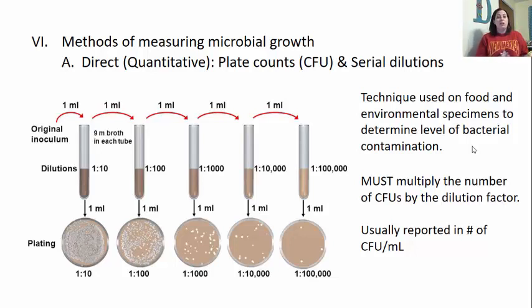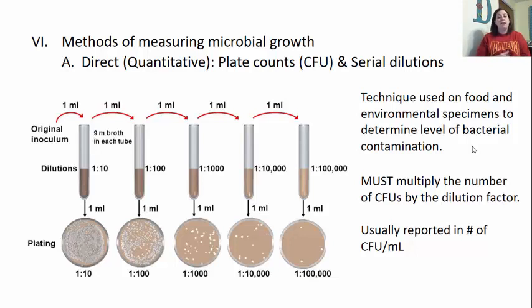So we're going to take the original inoculum and place 1 milliliter of it into your broth. So you are diluting it 1 to 10. There are 9 milliliters of broth in each tube, and we're going to put 1 ml of the substance. We then plate it out. We then can take 1 ml of that dilution and put it in the next one. This is now a 1 to 100 dilution. We do it again to a 1 to 1,000, 1 to 10,000, and then 1 to 100,000.